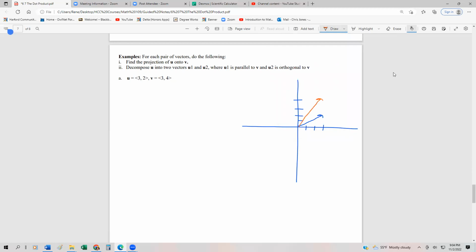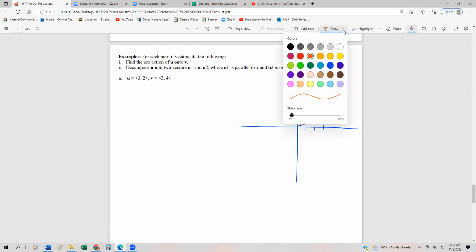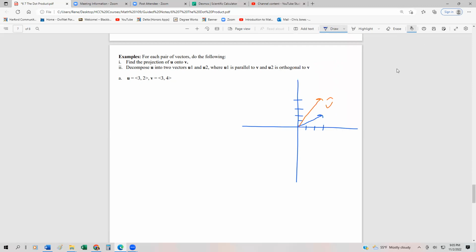Okay. All right. And so what we want to do is project U onto V. Basically, we're just going to find a vector that goes in this direction and lies on top of V. So again, this is our vector V, and our vector U is the one in blue.